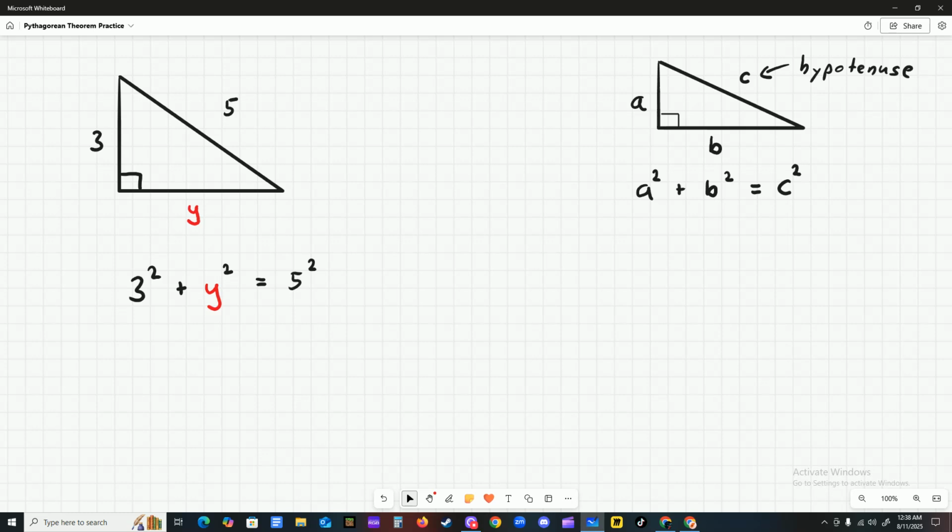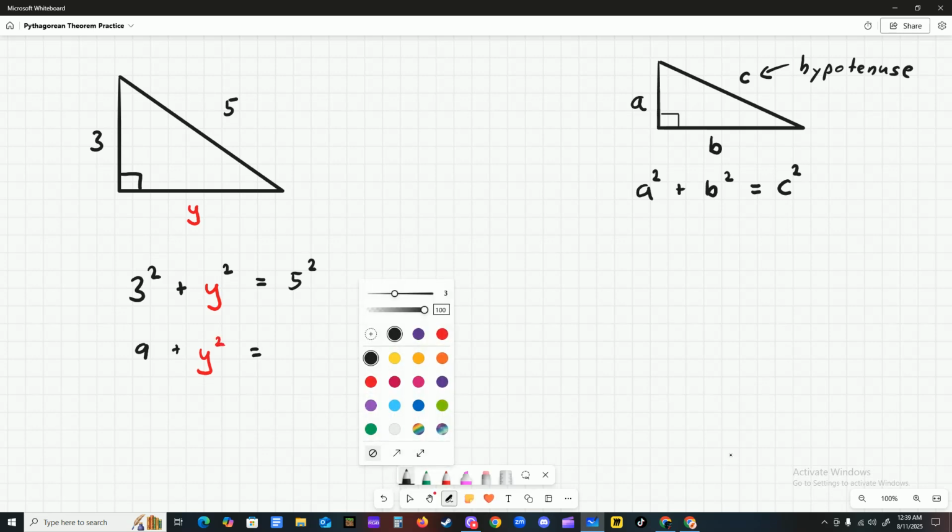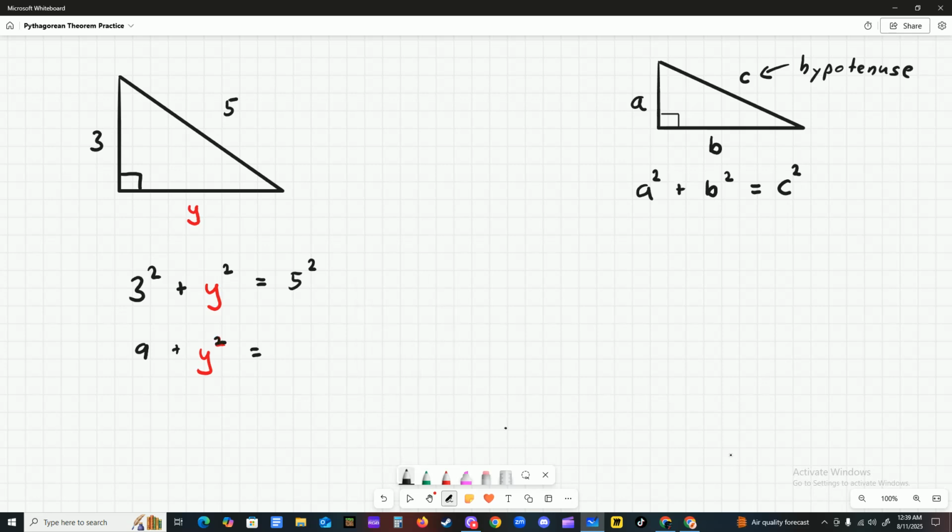Cool. Now let's solve these squares. 3 squared is equal to 9 because 3 times 3 is 9. Y squared is just, well, y squared. So we're going to have y squared, and that's equal to 5 squared, which is 25 because 5 times 5 is 25.